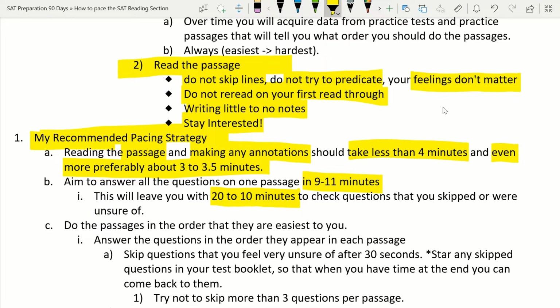Now you want to do the passages in the order that they're easiest to you, but obviously you're not going to be able to do that today because you're just doing one single passage. But what we do want to touch on today is skipping questions that you feel very unsure of after 30 seconds. If you're 30 seconds into a question and you have no clue what it's asking, just go ahead and skip it. Just star it and skip it.